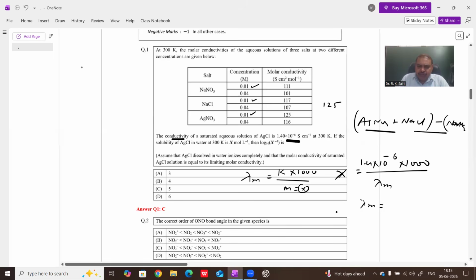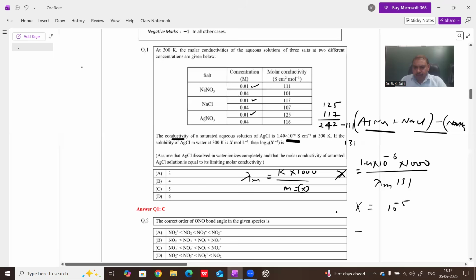125 add 117 and subtract the value of NaNO3, minus 111. Therefore, the molar conductivity is 131, and the concentration or solubility of AgCl, on solving this question, is nearly 10 to the power minus 5.